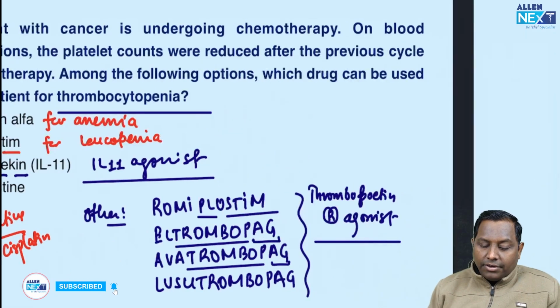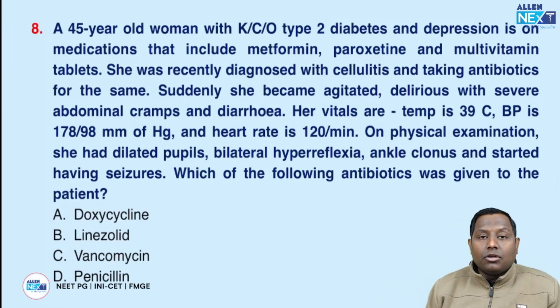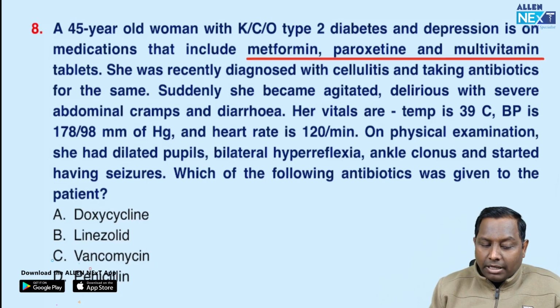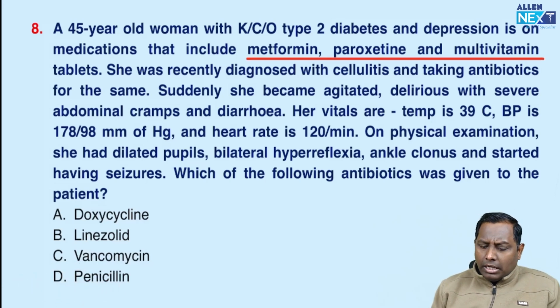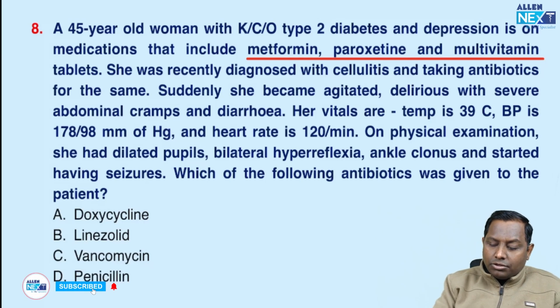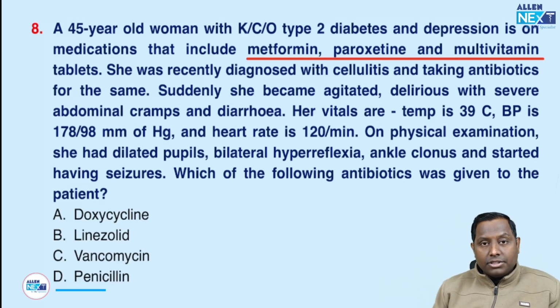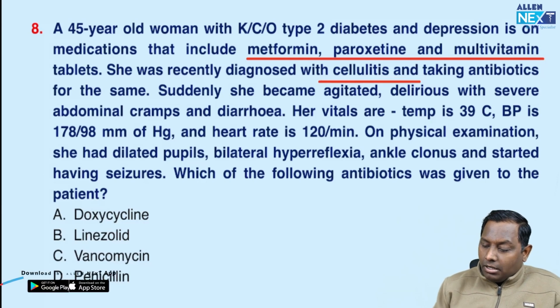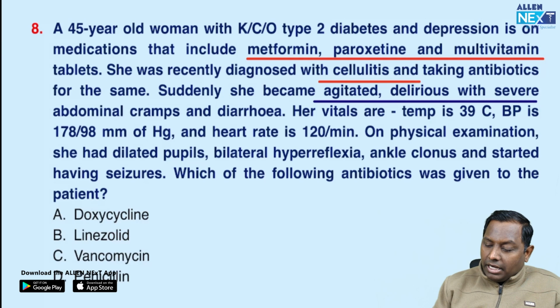The next question that we have is about a 45-year-old woman with a known case of type 2 diabetes mellitus and depression, on medication known as metformin, paroxetine and multivitamin. So she is on multiple therapy now, and she has recently been diagnosed with cellulitis and is taking an antibiotic for the same. Okay, so for cellulitis she is taking some antibiotic. Now she has become agitated, delirious, with severe abdominal cramps.